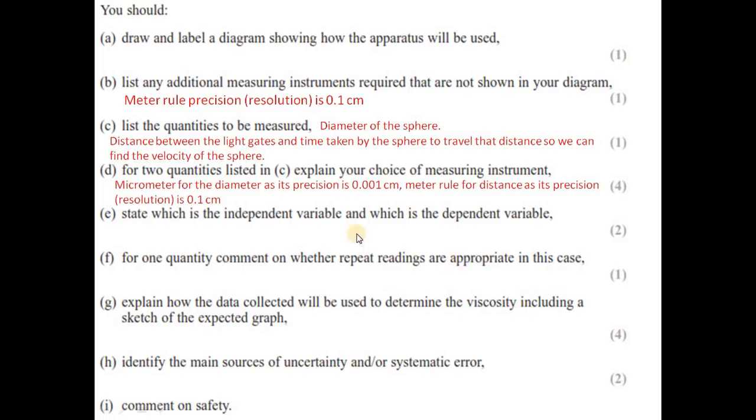State which is the independent variable and which is the dependent variable. In this experiment, the independent variable is the size of the sphere. In fact, we must say the diameter of the sphere is the independent variable on which the terminal velocity depends. So the independent variable is the diameter and the dependent variable is velocity.